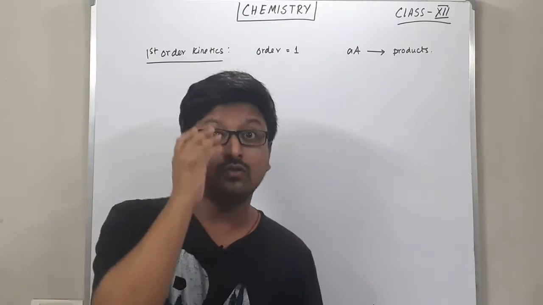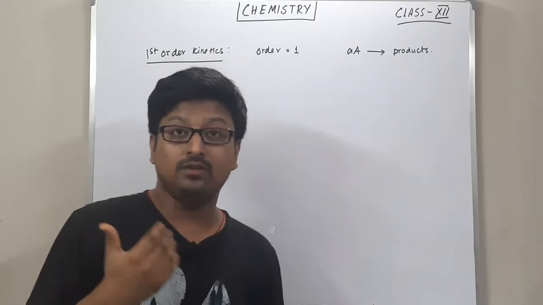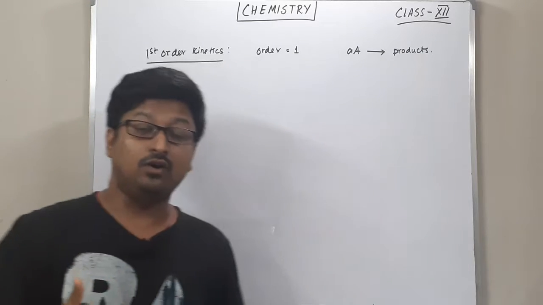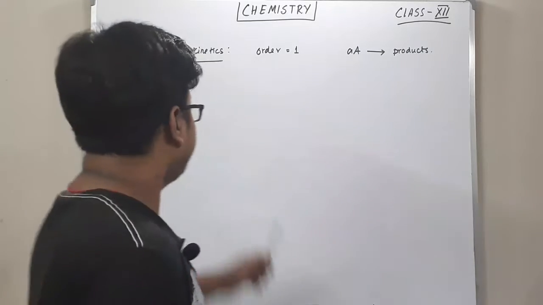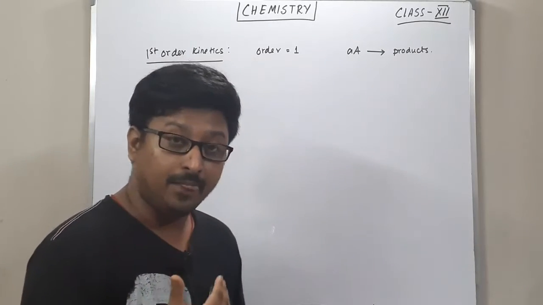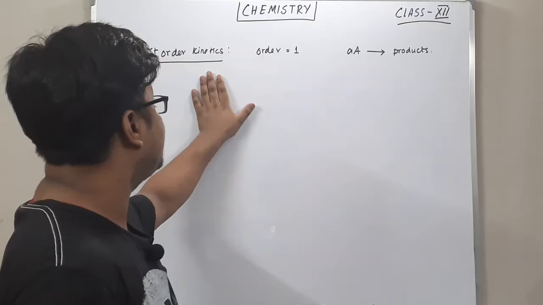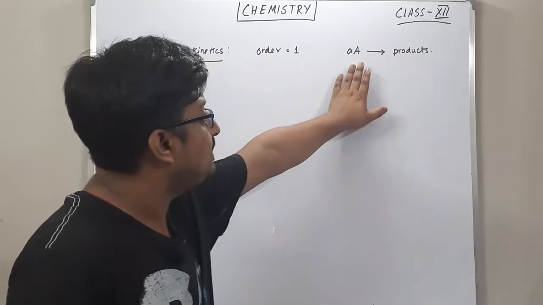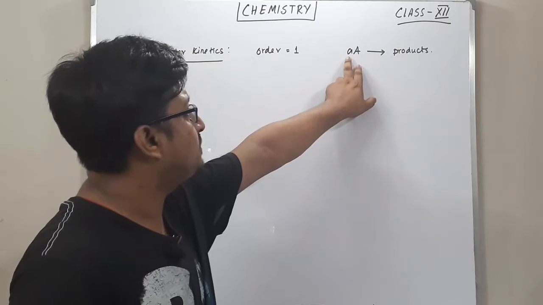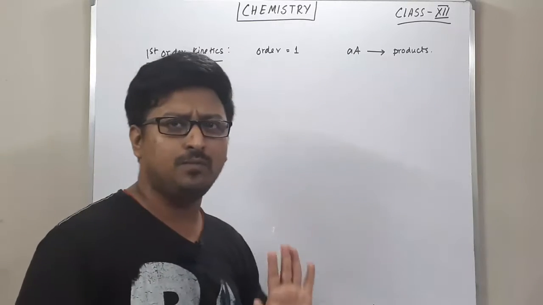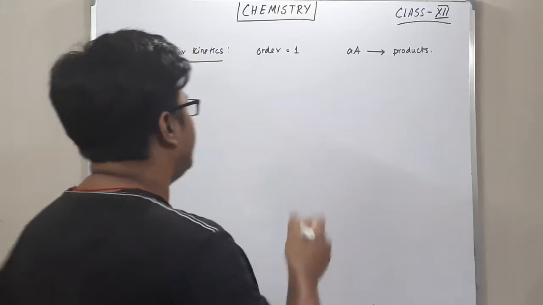Welcome back. As we were discussing in the chemical kinetics chapter, let's continue our discussion on the integrated rate equation. Today we will talk about first order kinetics reactions. First order kinetics means the order of the reaction is 1. Let's consider a reaction where a is the stoichiometry, A is your reactant, and it gives you the product.